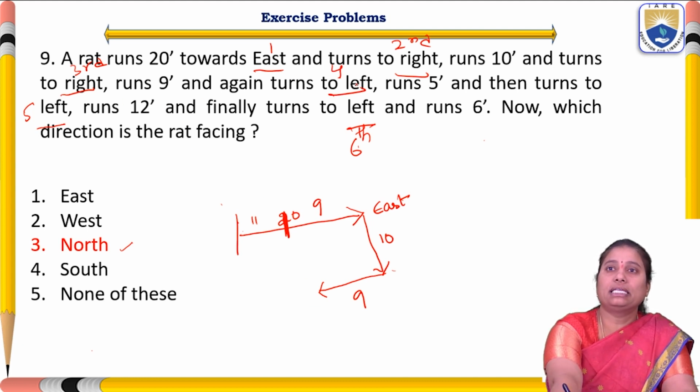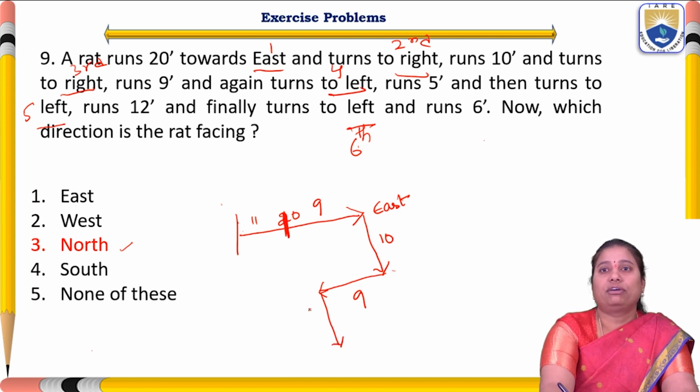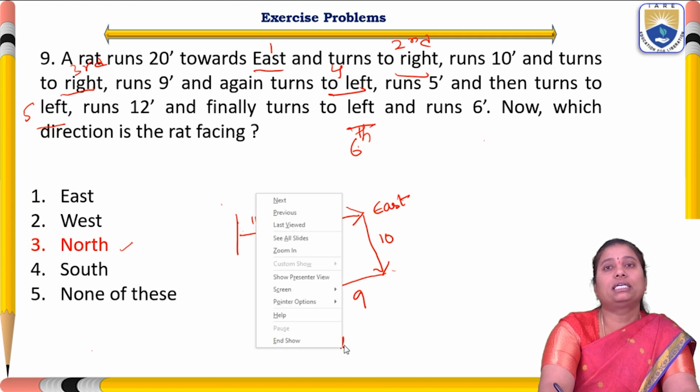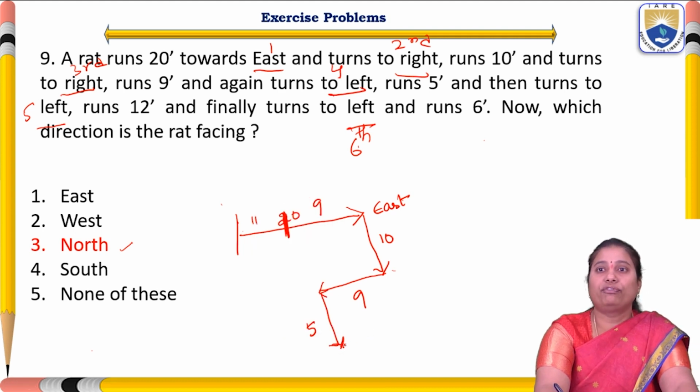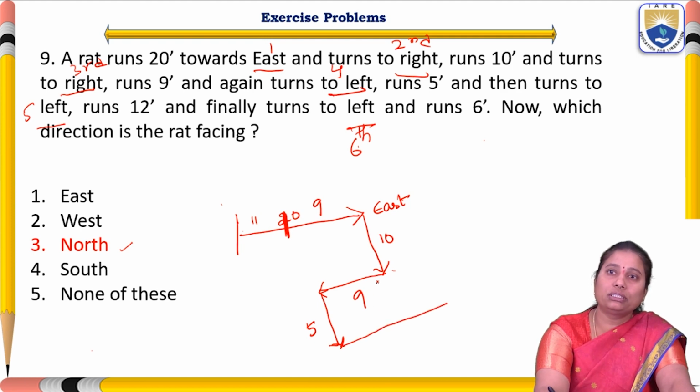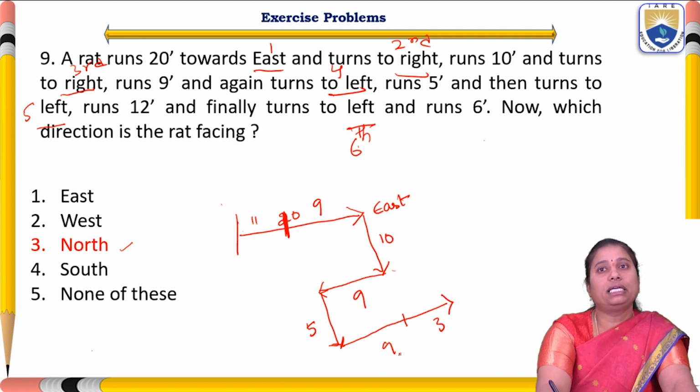Now see the fourth one. The fourth turn is left. From the west, left means it is going in the south direction, 5. And then it turns to the left. From south, left means east direction, and runs 12. So 12 means more than this one, which is 9. Parallelly it is 9 plus 3, that is 12.